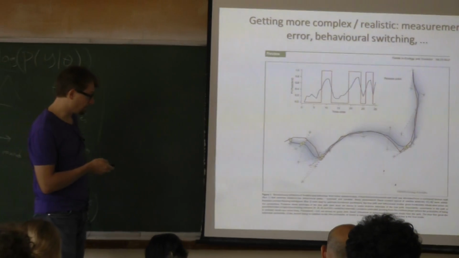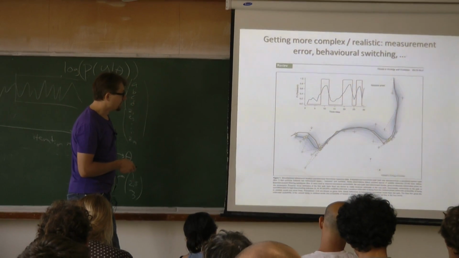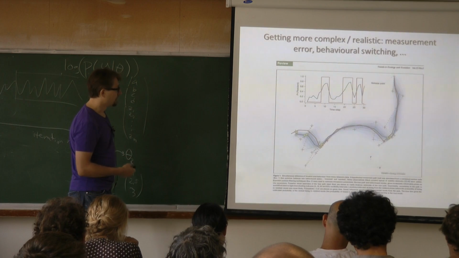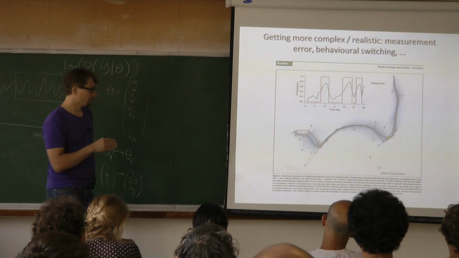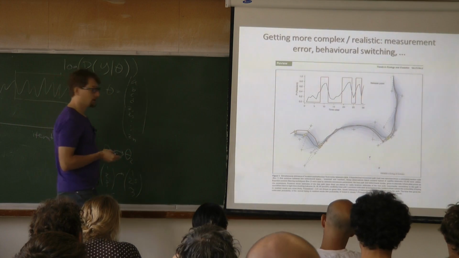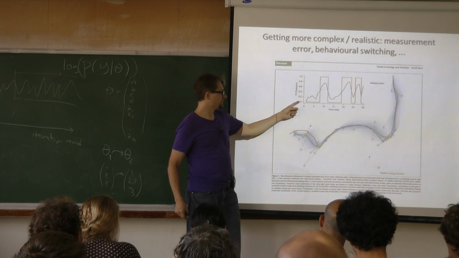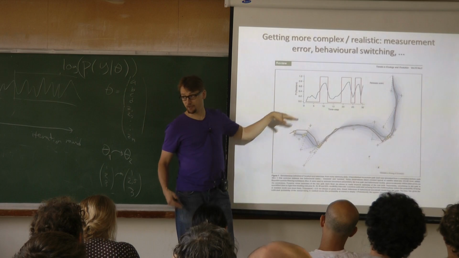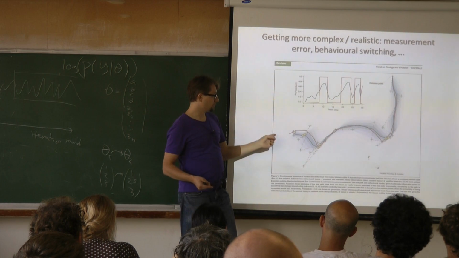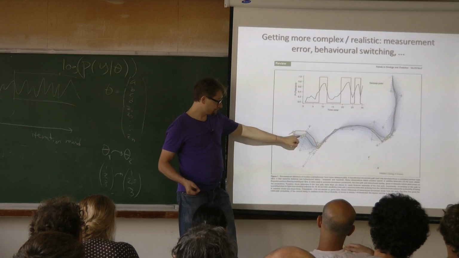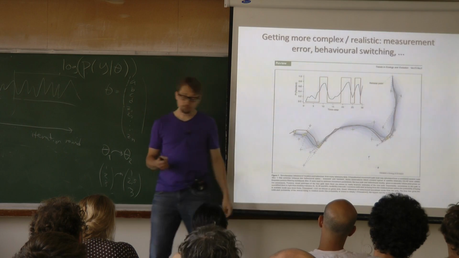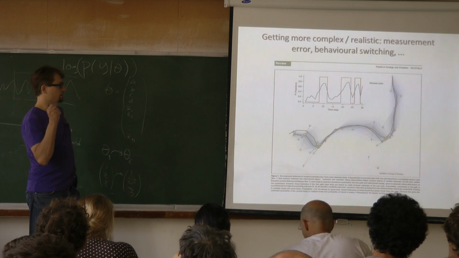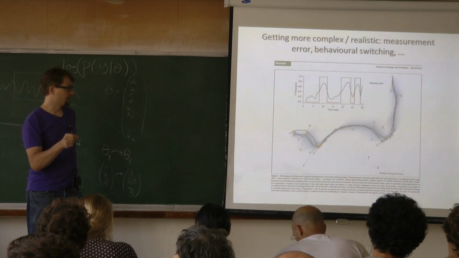This is just an example where there is a simulated movement track. This red one comes from a bit more complex model. There is some behavioral switching, so this red line shows the realization in the simulation of whether you were in a resident mode or in a dispersing mode. And then these observations here include some GPS error. So in the simulation, you added some location error to the true locations.